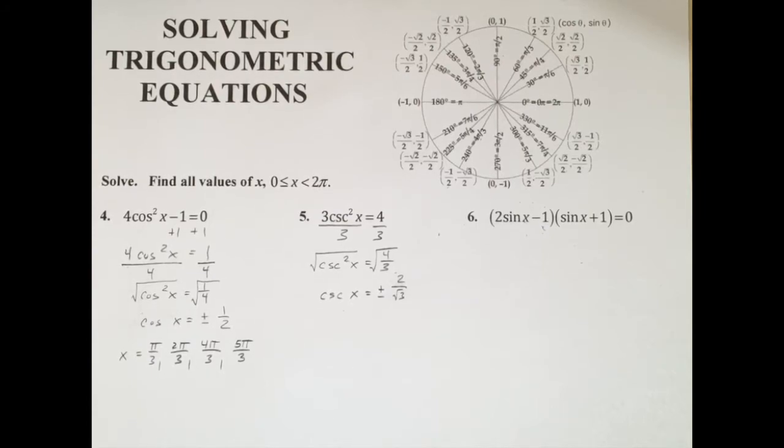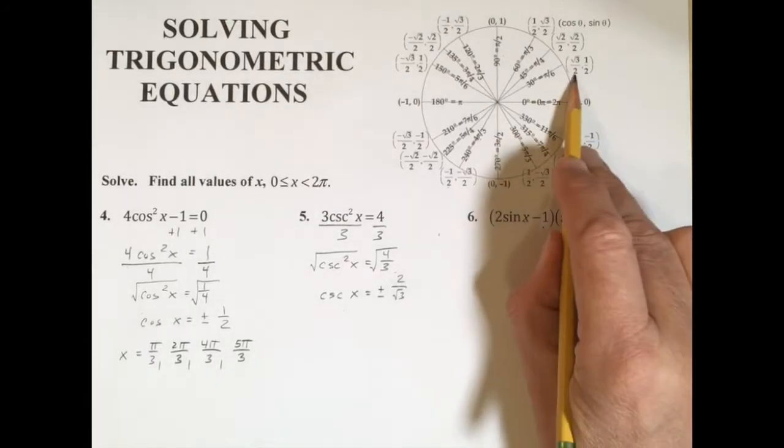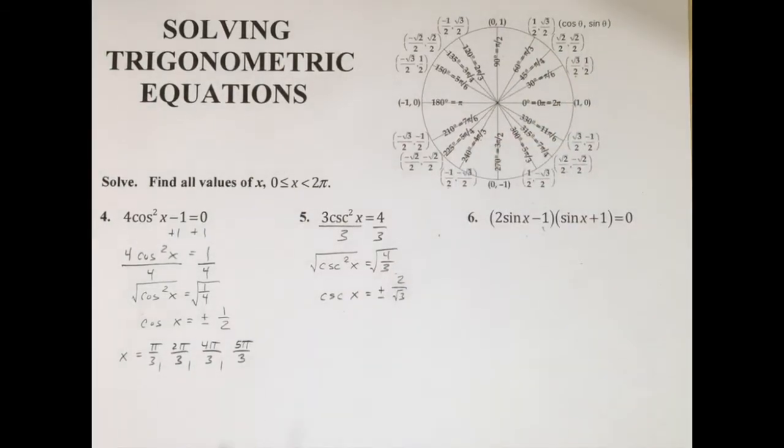Now, the unit circle doesn't have cosecant values on it. It has cosine values and sine values. Let's rewrite this. Sine of x is always the reciprocal of cosecant of x.